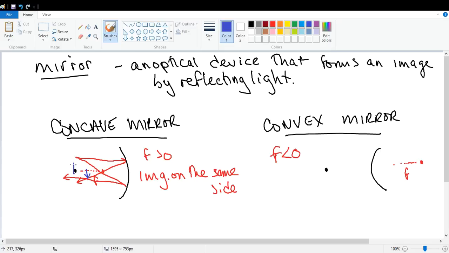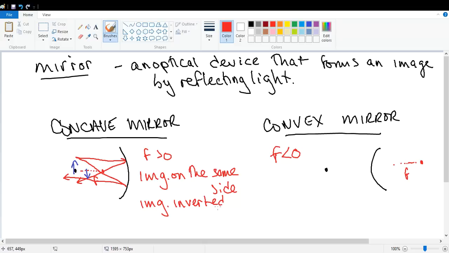This would be the object here. So we see actually two things. We see that the image is on the same side as the object, and also the image is inverted. In other words, the image is oriented the opposite way as the object.